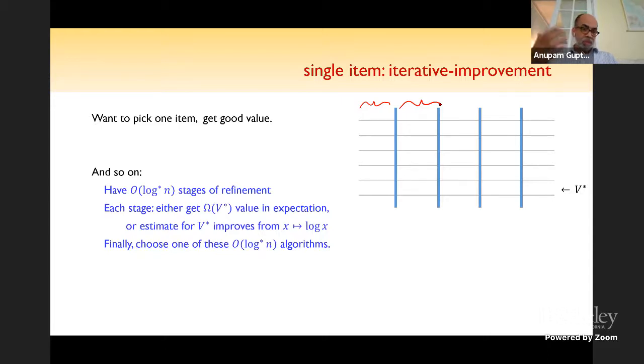So just one trick to keep in mind in this neck of the woods. The natural open question that I don't know the answer to is, how do I get a constant factor approximation? Or could I get a lower bound which shows that log star is the best we can do? I don't quite know how to do this.